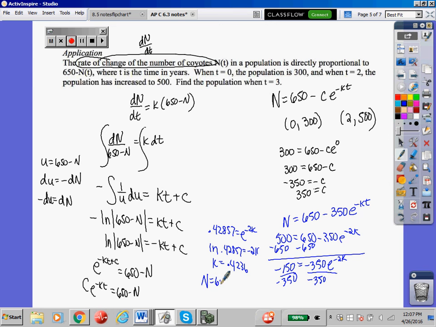So then n equals 650 minus 350 e to the negative 0.4236t. Then it says find the population when t is 3. So you're going to just plug in that t is 3 there. And when I did that, I got 552, and that's coyotes.